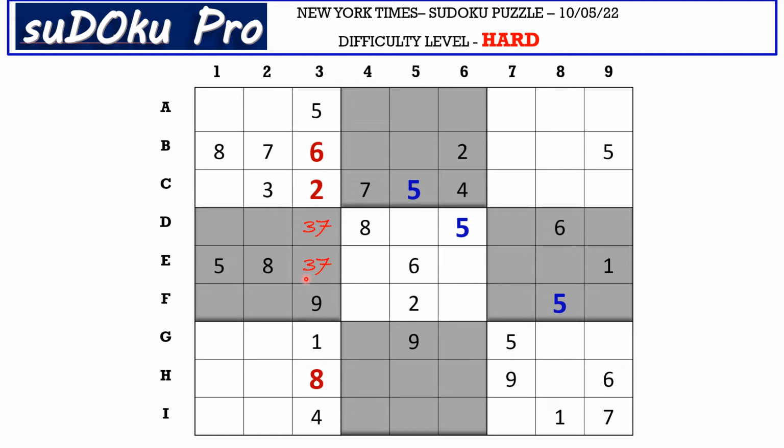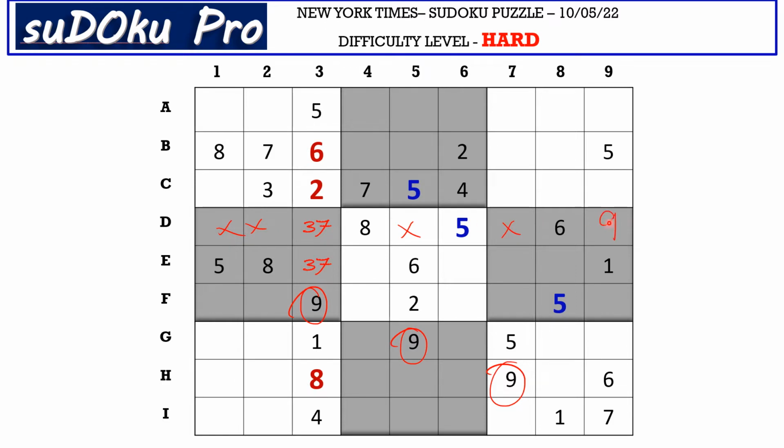There is a 9 here in F row which blocks these two cells. There is a 9 here in column 5 which blocks this cell. There is a 9 here in column 7 which blocks this cell. So in D row, D9 is the only cell where 9 can be.